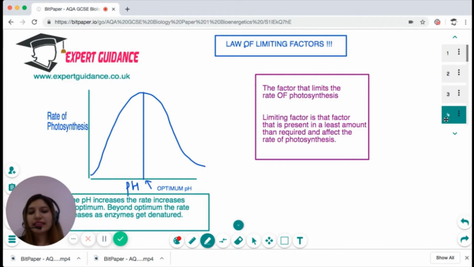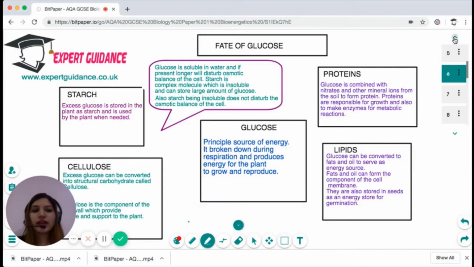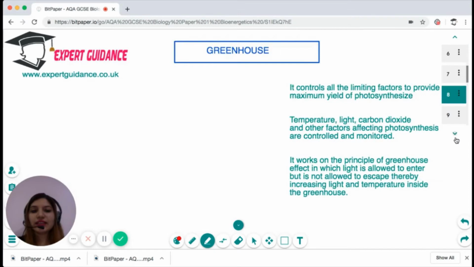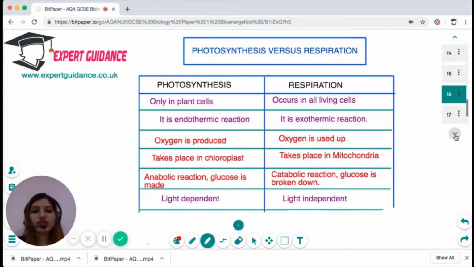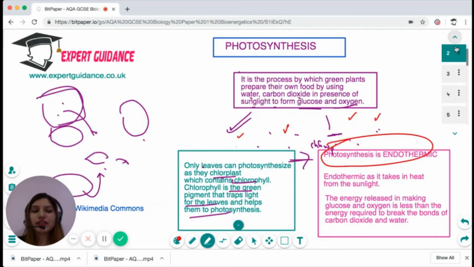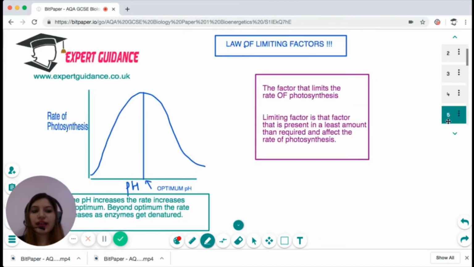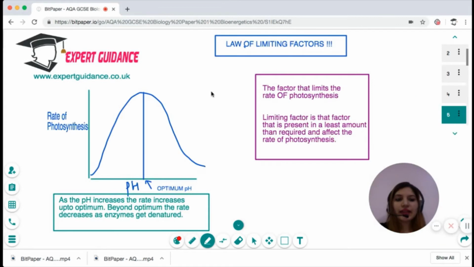Okay, next is, what are the factors that affect the rate of photosynthesis? You can easily see these are the factors which are actually affecting photosynthesis. So if you see, carbon dioxide is required, water is required. All these factors affect the rate of photosynthesis. These are the factors which are affecting the rate of photosynthesis: it is the light, carbon dioxide, temperature, and the pH.